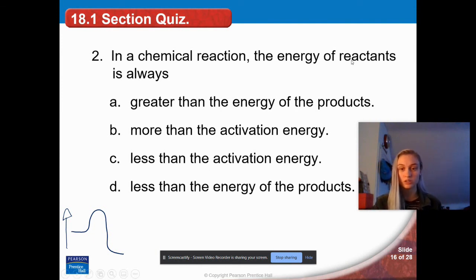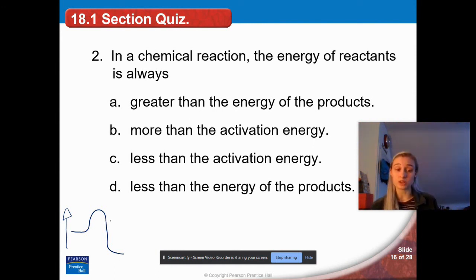So the reactants is always greater than the energy of the products? Yes. More than the activation energy? No. Less than the activation energy? Yes. Less than the energy of the products? No. So we have to say that in a chemical reaction, the energy of the reactants is always going to be less than the activation energy.